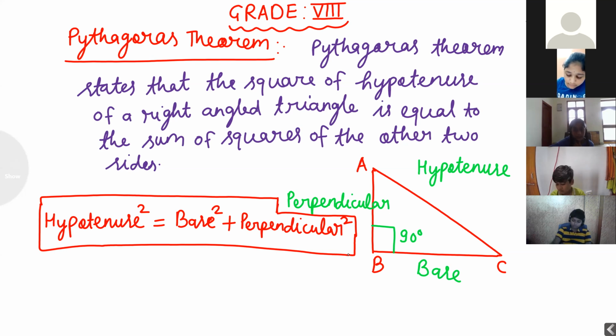Now in this figure we are observing what is the hypotenuse. AC is the hypotenuse. AC square is equal to base, BC square, plus AB square. Students, listen carefully. One more thing is there. Hypotenuse square is equal to, this is not fixed, I can write perpendicular square plus base square or base square plus perpendicular square, right?